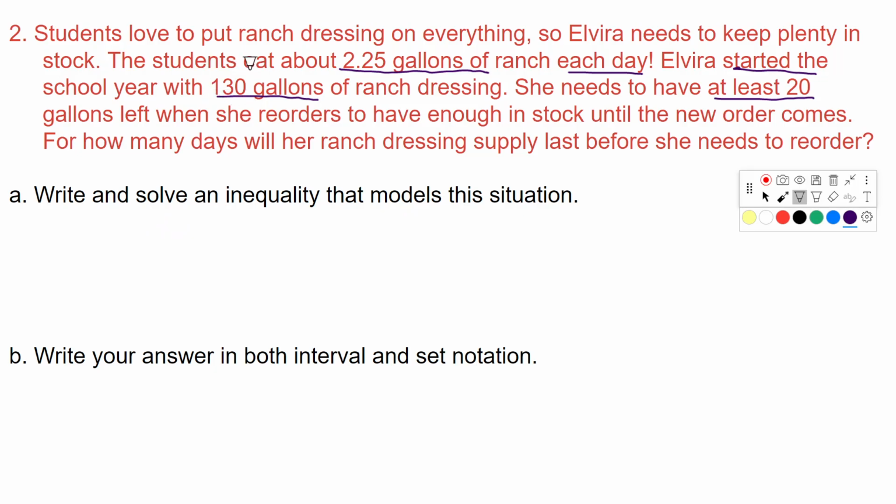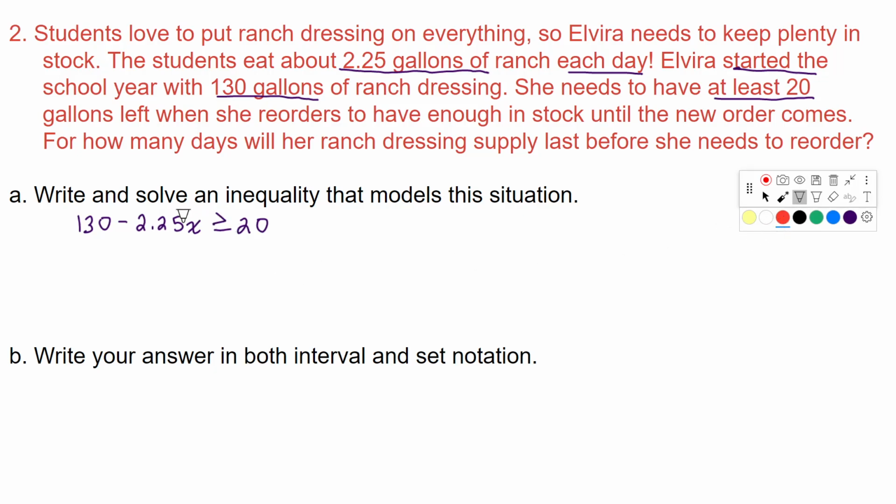Well, I'm going to take the amount she started with, which is the 130, and I'm going to subtract the amount that gets used each day. So 2.25x. X is the number of days. At least 20, so it can't be lower than 20. So we need more than 20, but could be equal to 20 before she has to reorder. So we're going to find within how many days can she reorder.